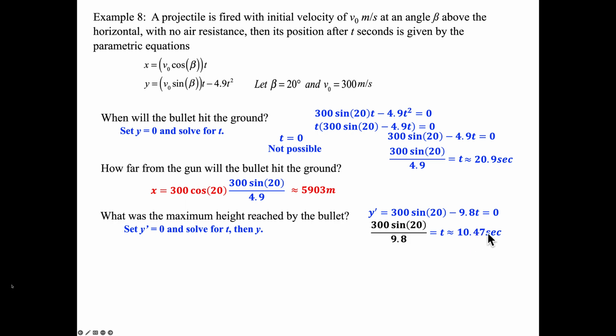Now, what's my maximum height? Take this value again. You might want to store it for t, and we type it into our y equation. 300 sine of 20 degrees times 300 sine of 20 degrees over 9.8 minus 4.9 times 300 sine of 20 degrees over 9.8 squared. So it might be beneficial to have this in your calculator stored, so you just have to go 300 sine of 20 times t minus 4.9 t squared. Gives us approximately 537 meters. And that wraps up our 10.1.